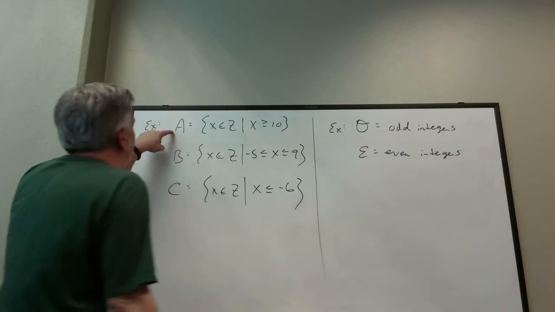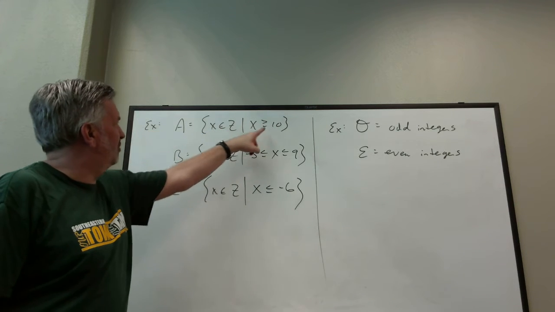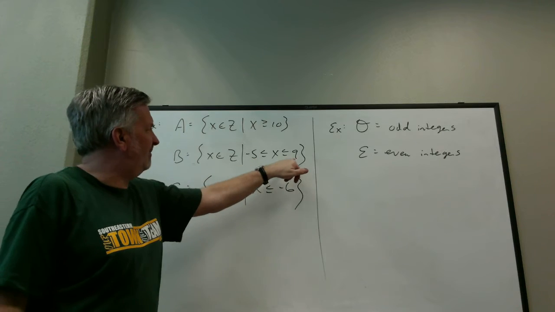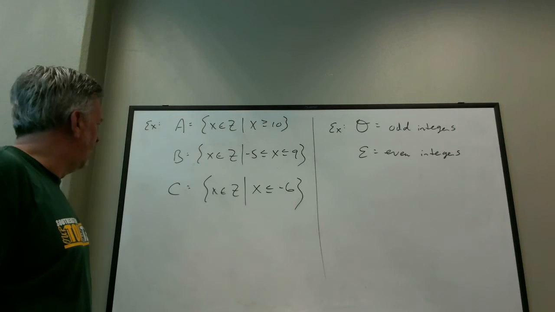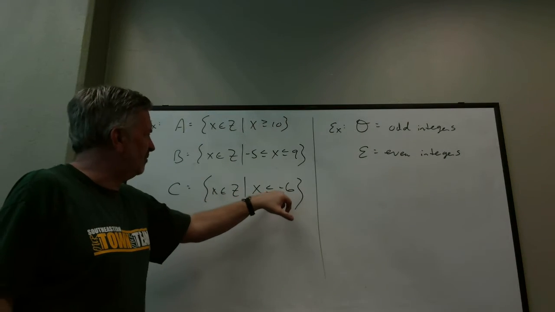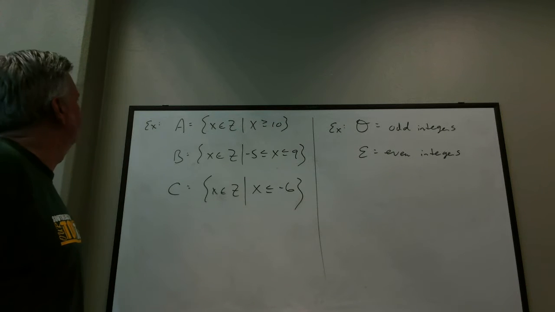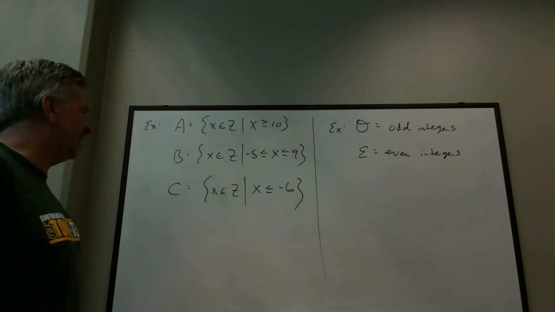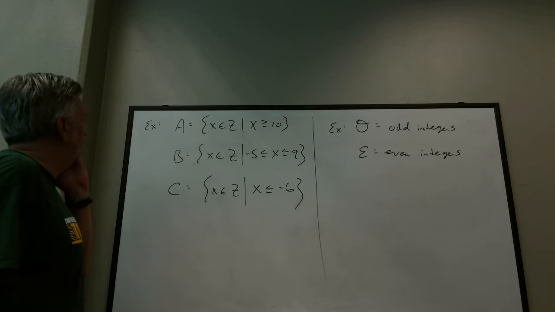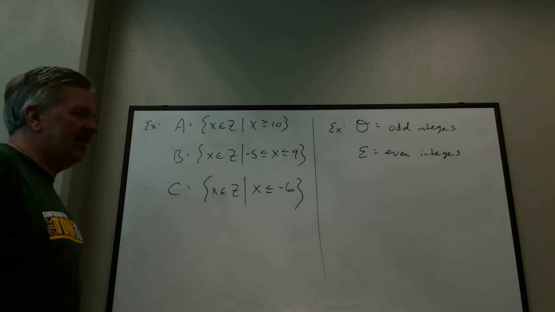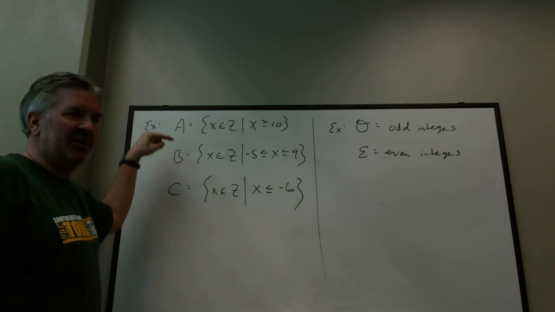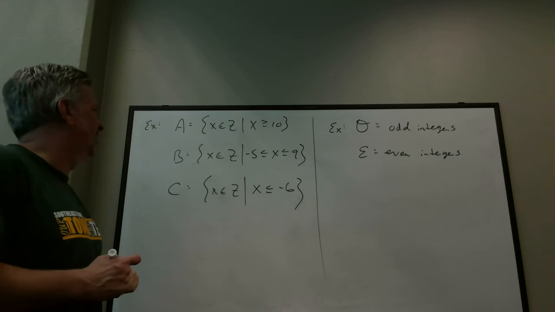So I have A, the set of all integers that are at least 10. B is the set of integers between -5 and 9 inclusive. And C is the set of integers that are less than or equal to -6. Notice every integer is in one of these three sets, not that that matters here. So the question is, is there a reasonable way to define addition on the sets?